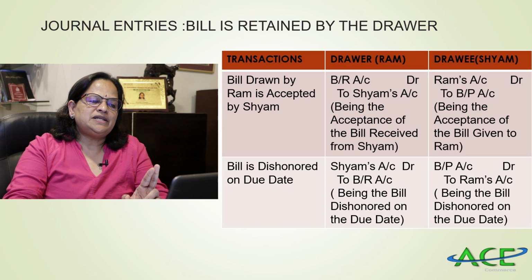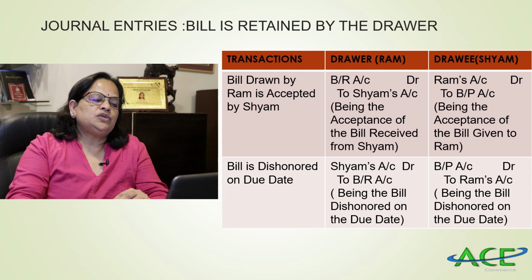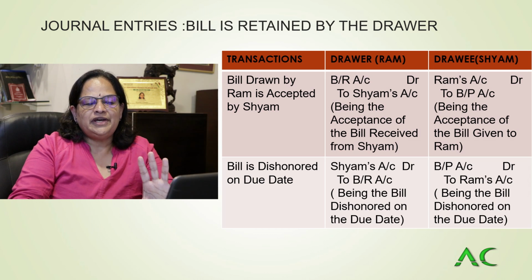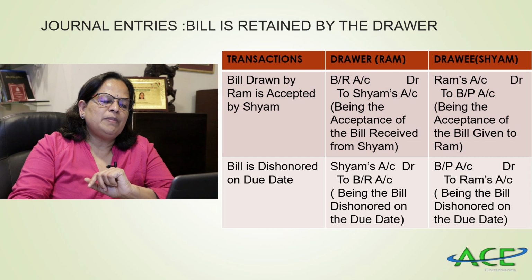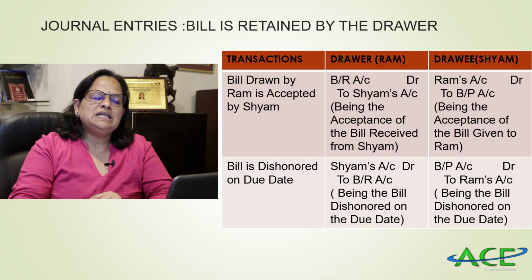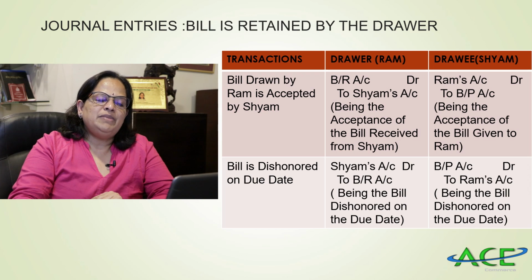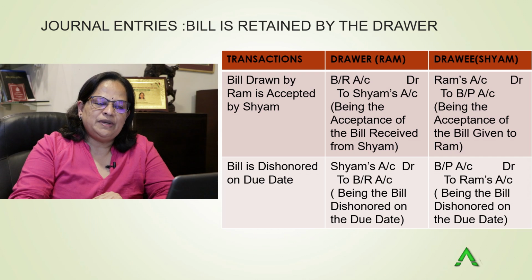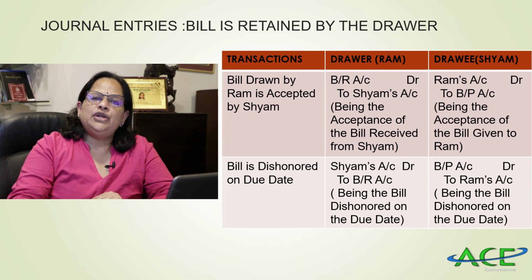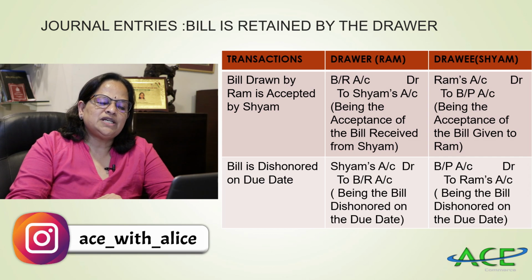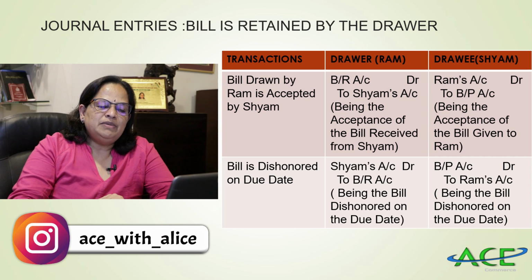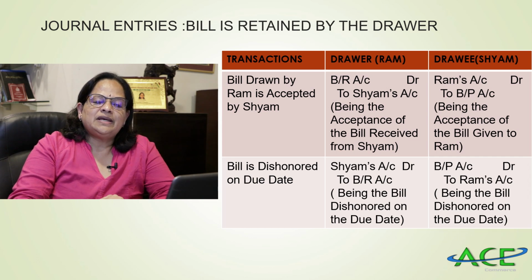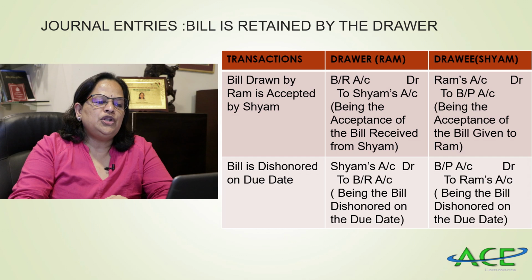Now, journal entries if the bill is retained by the drawer. As in our usual example, the drawer is Ram and the drawee is Shyam. The bill drawn by Ram is accepted by Shyam. The transaction: in Ram's books, Bills Receivable Account debit to Shyam's Account, being the acceptance of the bill received from Shyam. In the case of the drawee, Ram's Account debit to Bills Payable Account, being the acceptance of the bill given to Ram. The bill is dishonored on the due date. In the books of Ram, Shyam's Account debit to Bills Receivable Account, being the bill dishonored on the due date. In the books of Shyam, Bills Payable Account debit to Ram's Account, being the bill dishonored on the due date.